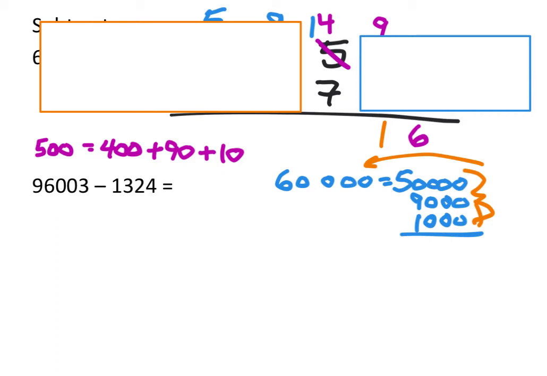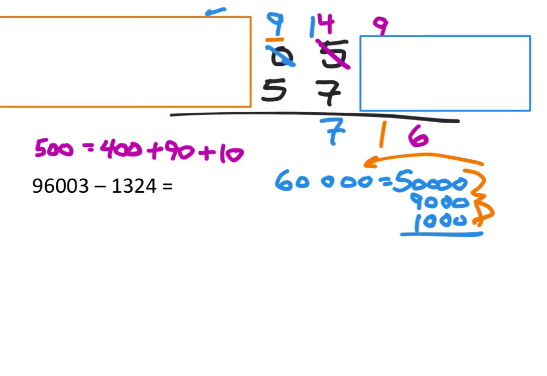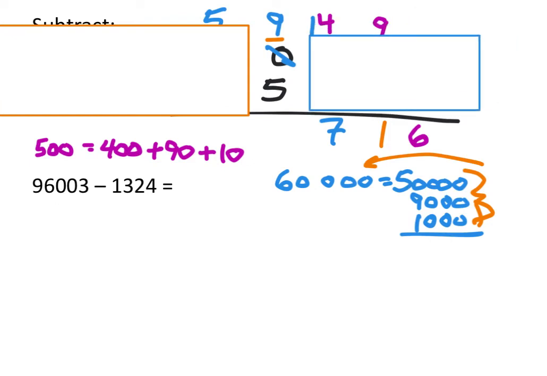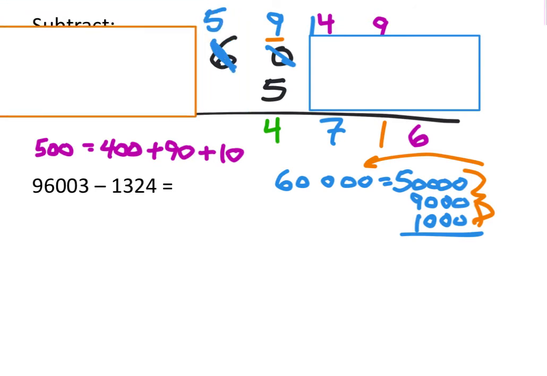So that's 14 minus 7. So 4 fingers up, 7 fingers down. I got 7 fingers up. So that's 14 minus 7 is 7. Now let's look at the next place value. Again, it's not 0 minus 5 anymore. It's 9 minus 5. 9 fingers up, 5 fingers down, 4 fingers up. So that's a result of 4 there in the thousands place value.